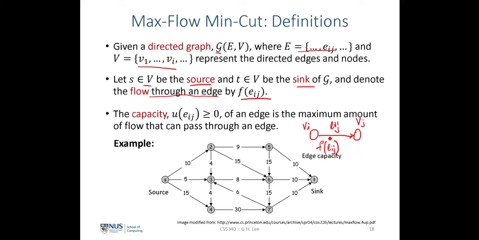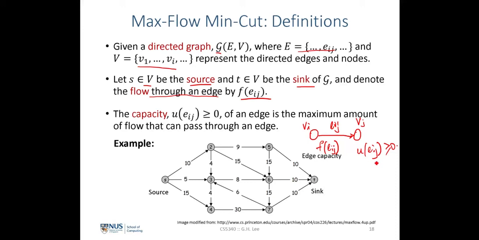This means that there is a limit to the amount of flow that can be sent through the edge Eij from node Vi to Vj. This particular capacity we will denote by U of Eij. U of Eij has to be greater than or equal to 0, because it cannot be a negative capacity. It can be a zero capacity, which means that there is simply no edge between Vi and Vj.